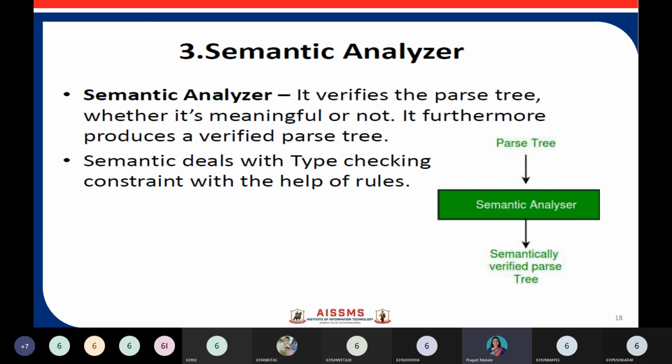So semantic analysis deals with type checking and constraints with the help of rules. What is the data type mentioned, whether the expressions are logical, whether operators are used correctly or not. Any kind of semantic errors, whether the program is written according to the rules of the language or not, all these checks are done at this particular phase, and the output is generated.